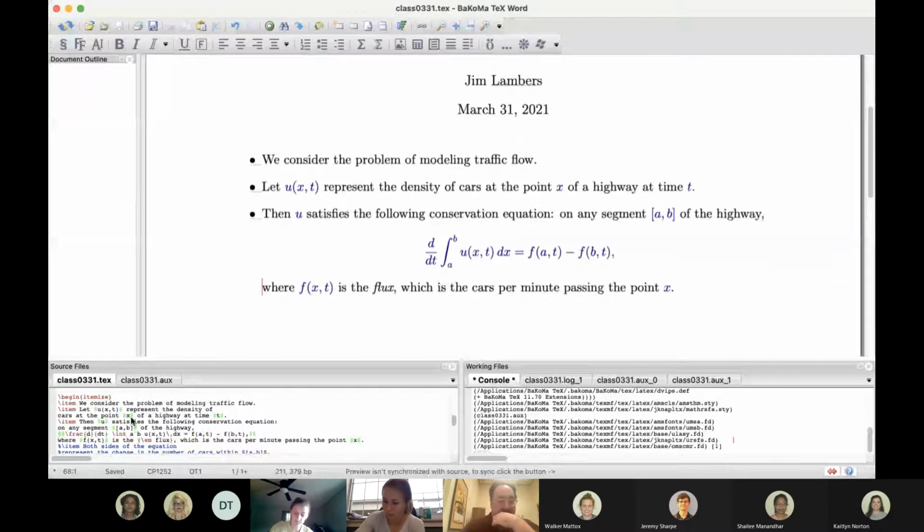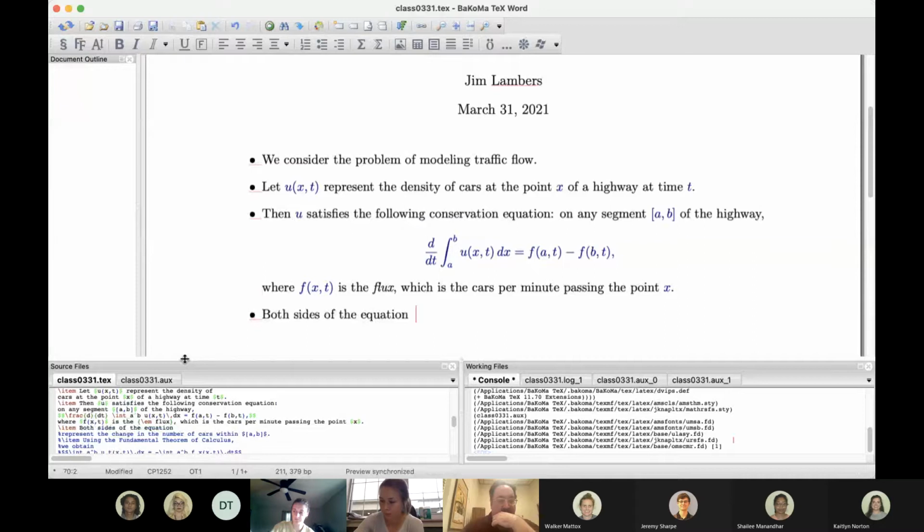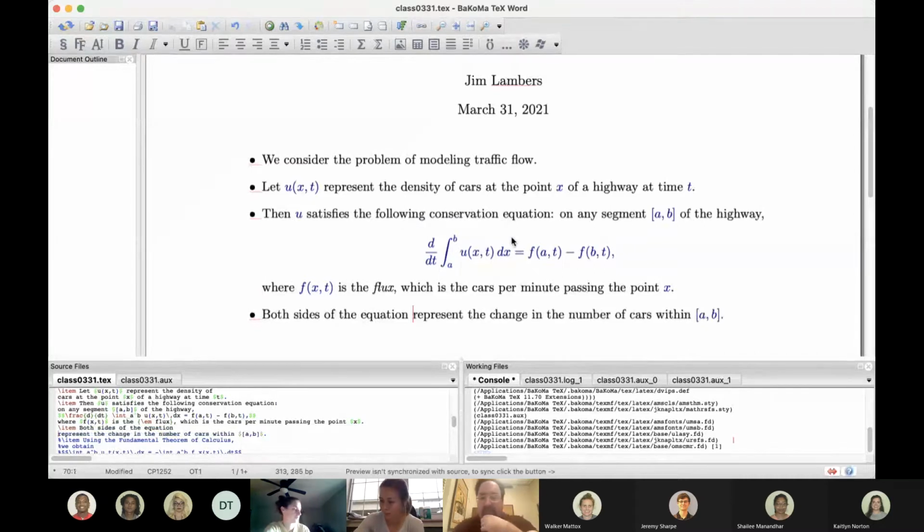This conservation equation, both sides represent in different ways the change in the number of cars within a particular segment of a highway, this interval AB. So du dt is the change in density with respect to time, and then we're integrating that with respect to x over the entire segment. That's a total change with respect to time of the number of cars in that segment.